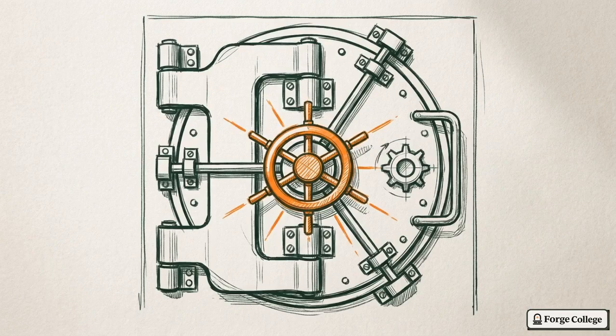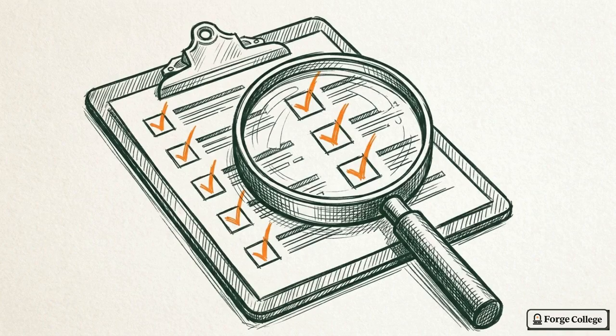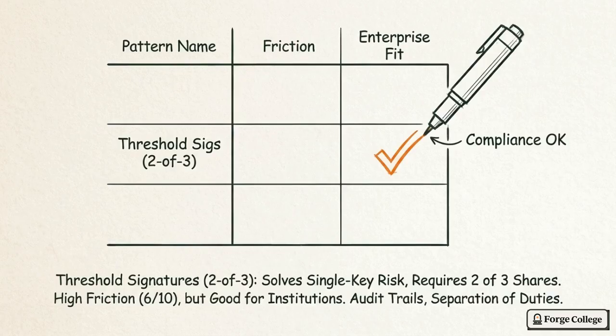Now, let's pivot. Your next task is building an enterprise custodial wallet to manage institutional funds. The constraints completely flip. You now have strict separation of duties, mandatory compliance audits, and a pressing need to protect against insider threats. If we reevaluate the threshold signatures 2 of 3 pattern here, we accept that it introduces more friction, but it perfectly solves the enterprise single key risk problem.